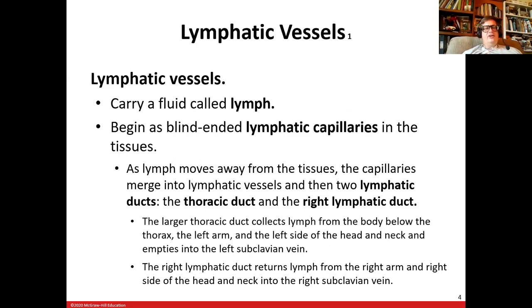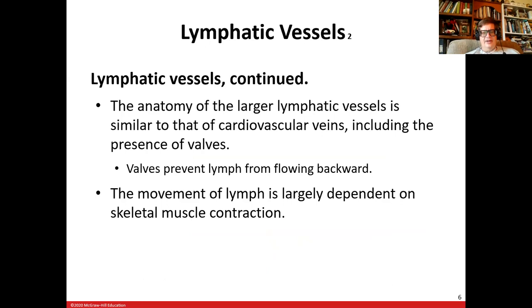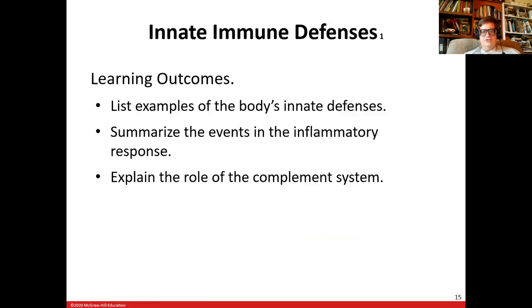Lymphatic vessels are carrying a fluid we call lymph. You already know that's fluid that's drained out of the interstitial fluids. It's what was tissue fluid. It says it begins as blind-ended lymphatic capillaries. What do they mean by blind-ended? Well, it's just like a dead end. There's probably a picture coming up. Yeah, that's a horrible picture.